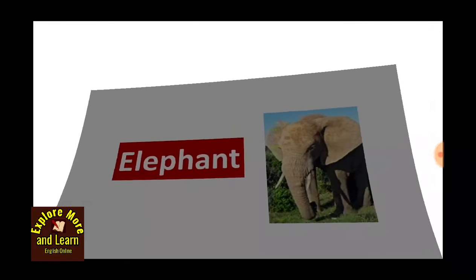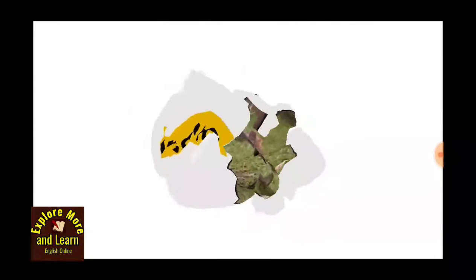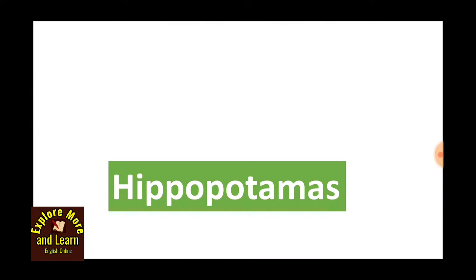Now, the next animal. How do you pronounce its name? Do you say like kangaroo or kangaroo? No, it's kangaroo. Okay? Now, the next animal.